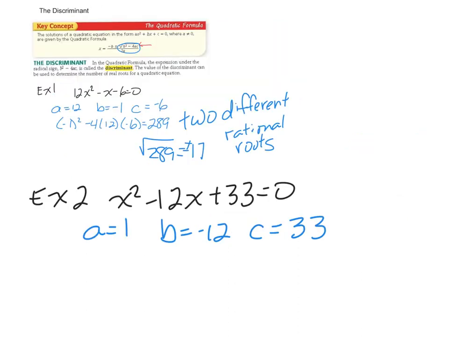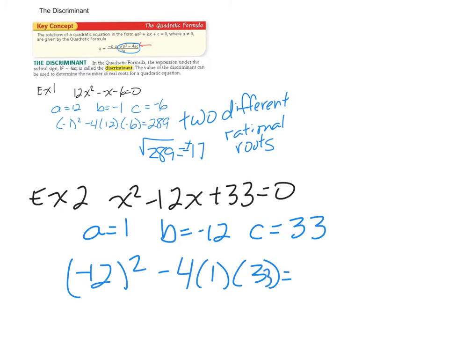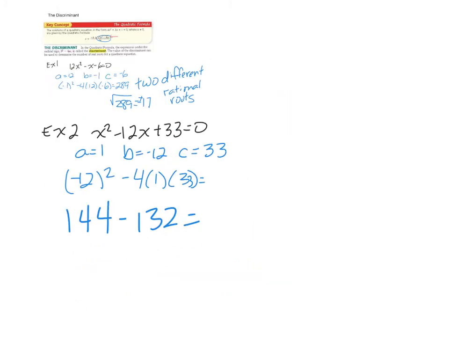I'm sure you're guessing where I'm going with this next one. If we plug into the formula b squared, so -12 squared minus 4 times a times c, I'm going to get 12. 12 is not a perfect square, so if I went to take the square root of 12, I could simplify the radical, but it's still going to be irrational.